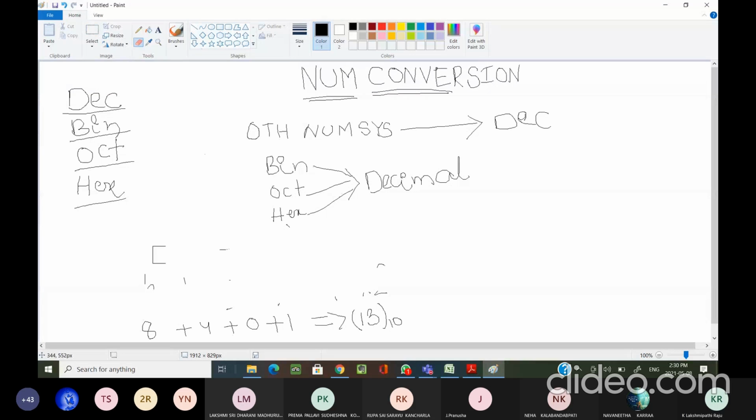Now we are moving to the next conversion, octal to decimal. I hope the procedure is clear to you. This problem also you have to do on your own. Convert 286 of base 8 into decimal.